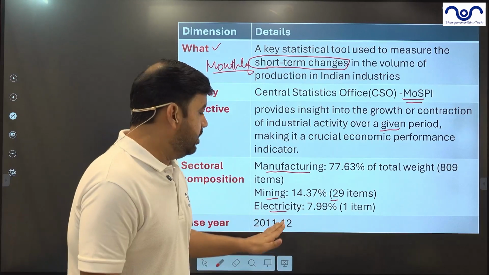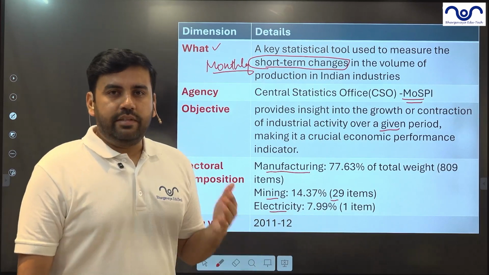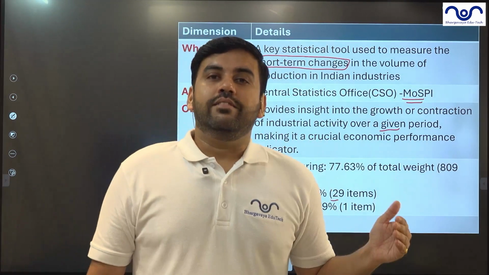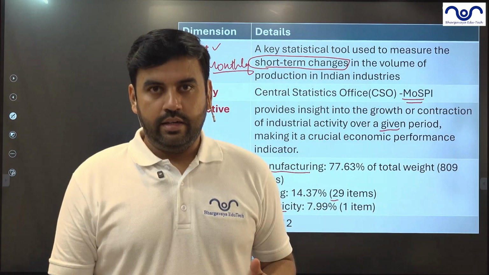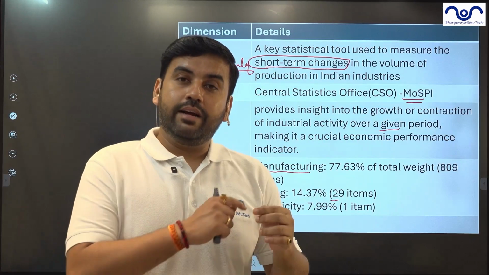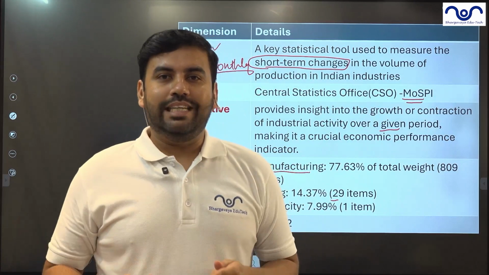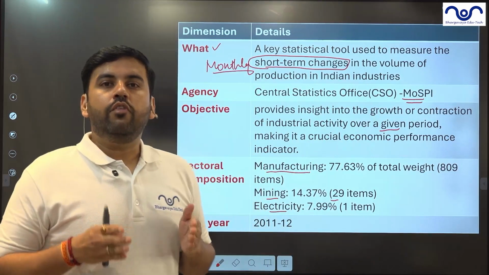The base year is 2011-12. Base year basically means on what basis it has increased or declined. That is what it was in 2011, and compared to 2011, what is the present status. So that is the objective of the base year.